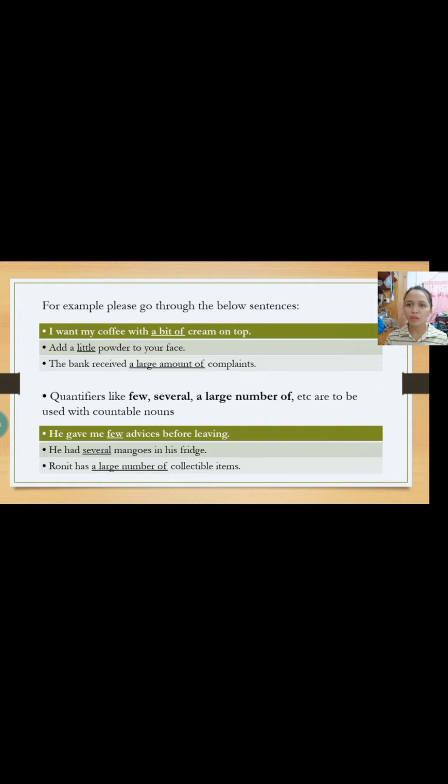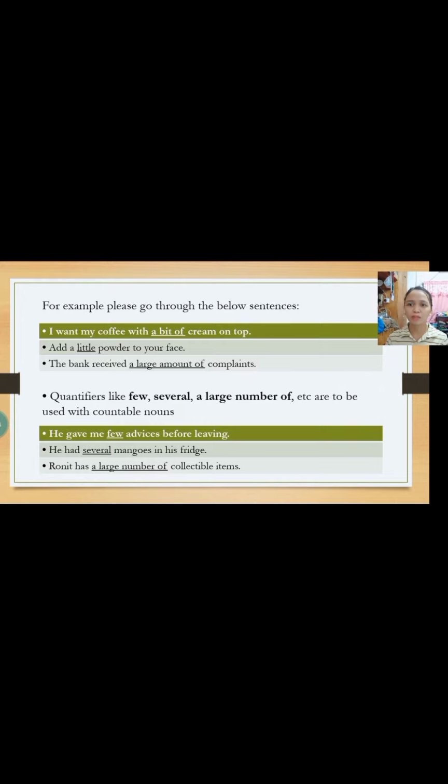Quantifiers like few, several, a large number of, etc. are to be used with countable nouns. He gave me few advices before leaving. Few advices. Advices is the noun and the word few refers to advices and this is a countable noun.